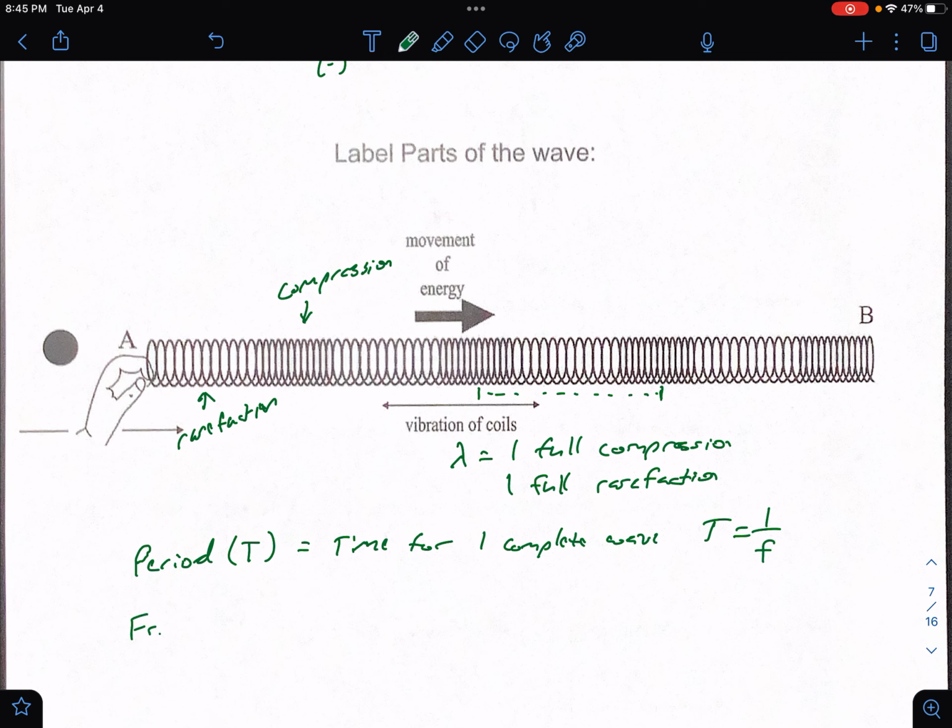So frequency is our next term. That's characterized by the lowercase f. That is the number of waves in 1 second. The equation for that is f equals 1 over T. So they are inverses of each other. So if one goes up, the other one has to go down.